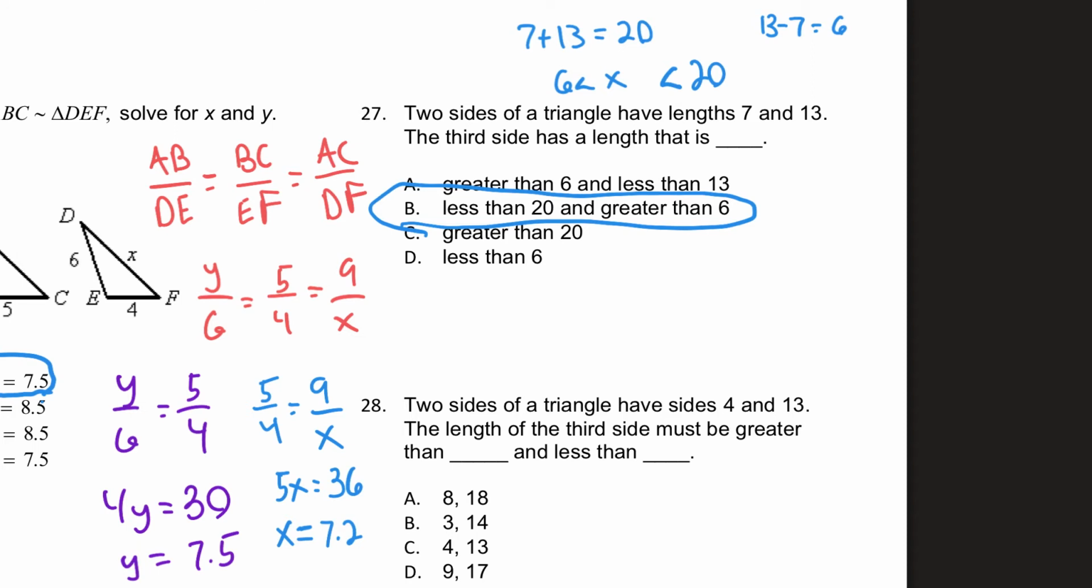All right, two sides of a triangle have sides 4 and 13. The length of the third side must be greater than something and less than something else. All right, same problem. 4 and 13, we have 4 plus 13, which is 17. So it has to be less than 17. And it has to be greater than 13 minus 4, which is 9. So our third side has to be greater than 9 and less than 17. Anything in that range works out. So our answer to that is D. We could have stopped after the 17.